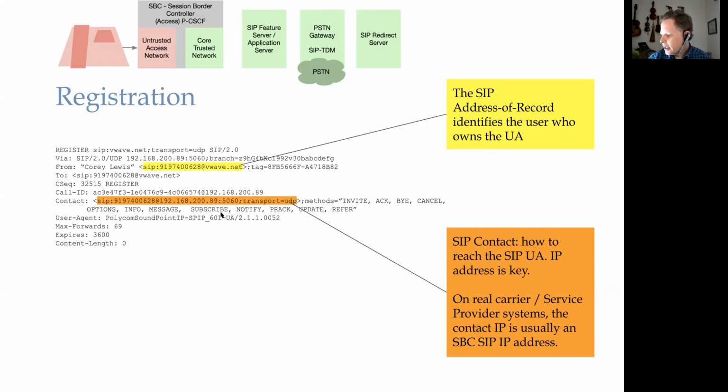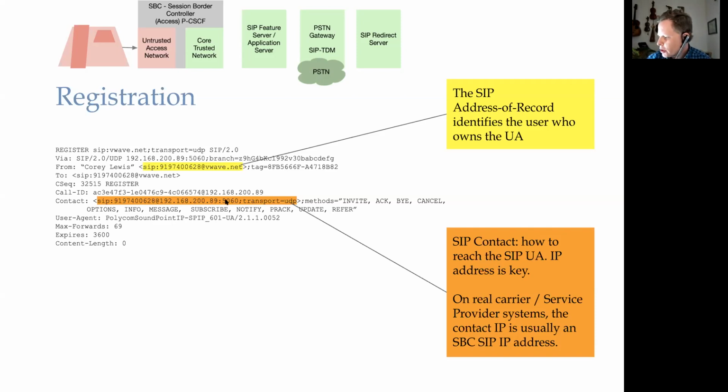Then we have the contact, and the contact is the address of record at the moment. You notice this one's got a private IP address. And that private IP address would be the IP address of the calling SIP device, or the registering SIP device in this particular case. And we also see some other information. For example, the user agent shows that it's a particular model of Polycom phone.